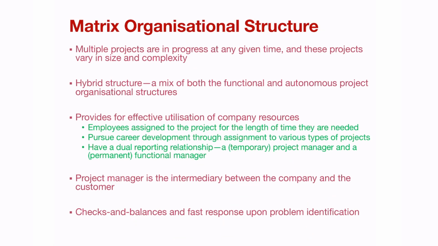In most organizations you have what we call a matrix organization, and these organizations have multiple projects in progress at any given time. They're also a hybrid structure between a functional and autonomous project structure. It provides for full utilization of company resources, with employees assigned to the project for the length of time that they are needed. They can also pursue career development through assignment to these projects, and they also have a dual reporting relationship. The project manager is the intermediary between the project and the client.